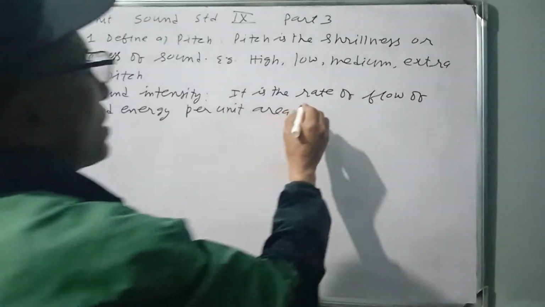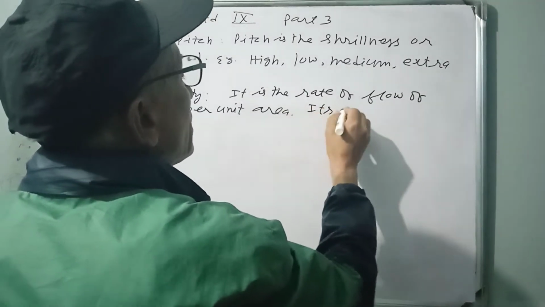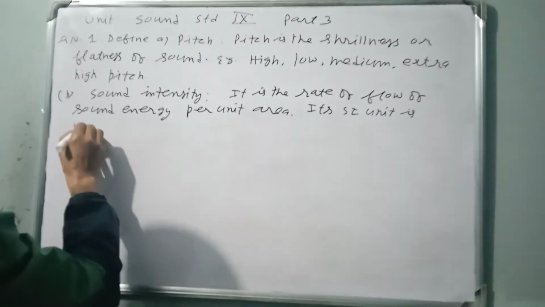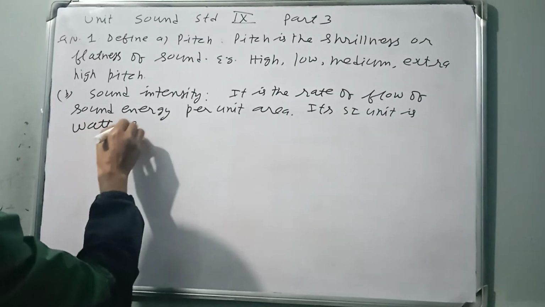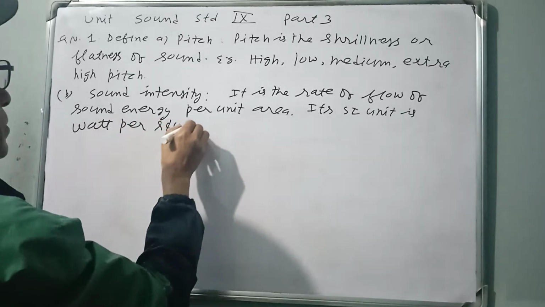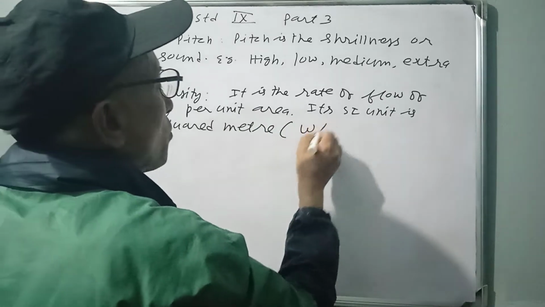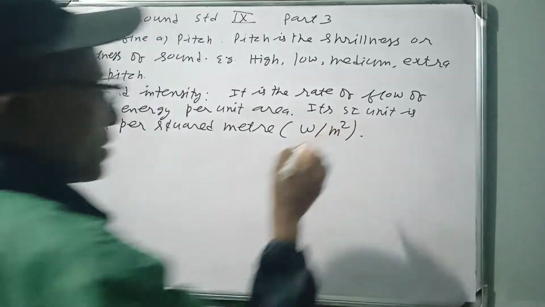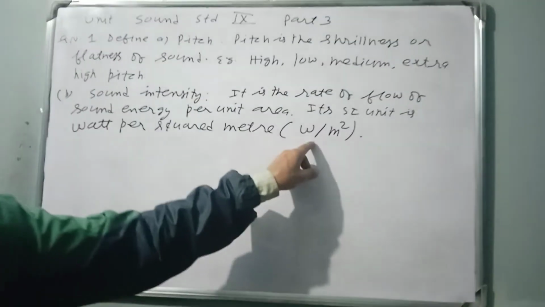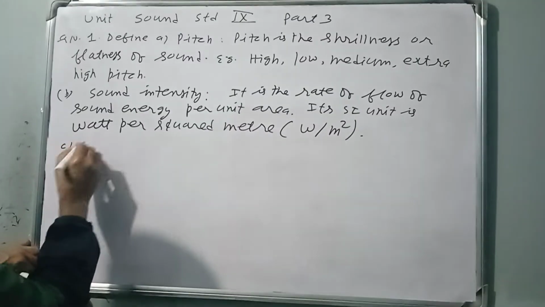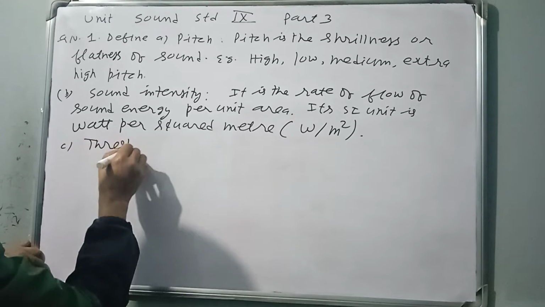That is sound intensity. Its SI unit is watt per square meter. What is it? In 1 second, how much energy is flowing? That is sound intensity. Another, threshold of hearing.